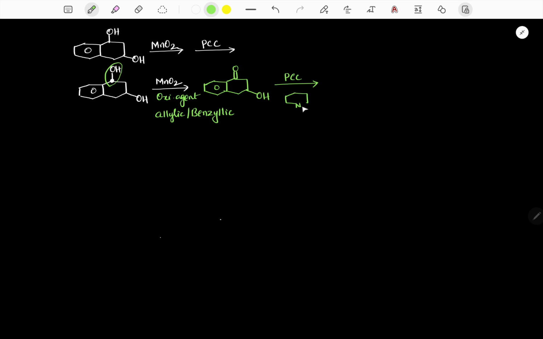pyridinium chlorochromate. PCC does not oxidize the ketone further, but PCC oxidizes the secondary alcohol to the corresponding ketone. So it is our final compound.